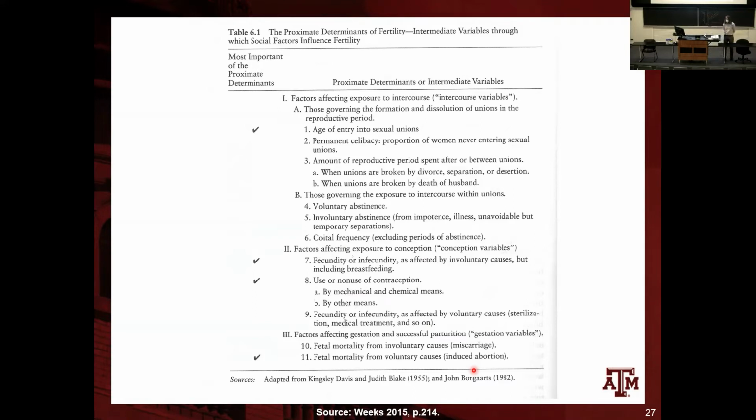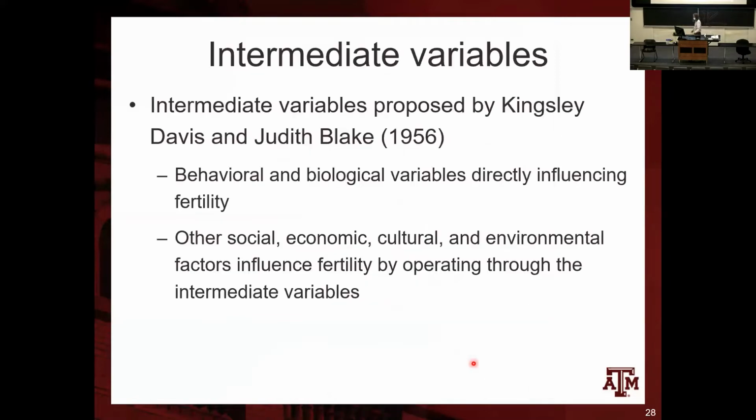So we have these 11 variables. And what Bongaarts realized is that these 4 variables, age of entry into sexual relations, fecundity or infecundity affected by involuntary causes, use of contraception, and abortion, accounted for most of the differences across populations. So there is this term, parsimonious. He was trying to be parsimonious, explaining the most of fertility with fewer variables, right? The intermediate variables proposed by Davis and Blake are behavioral and biological variables that directly affect fertility. And all those indirect factors, other social, economic, cultural, and environmental factors, influence fertility, operating through the intermediate variables, as we saw in the diagram.